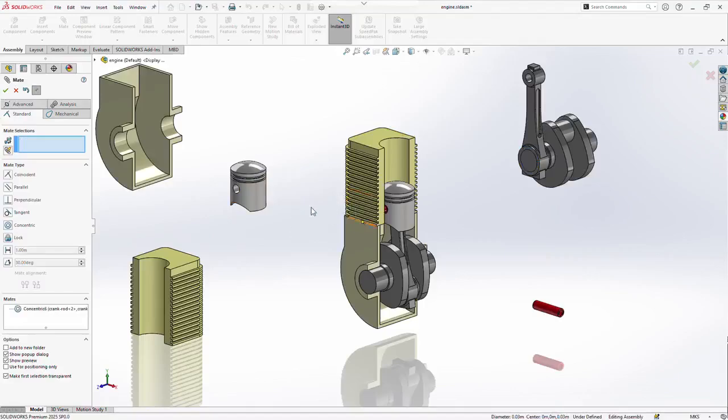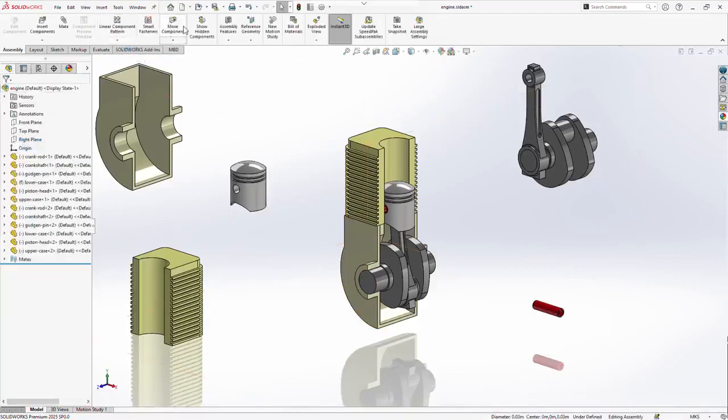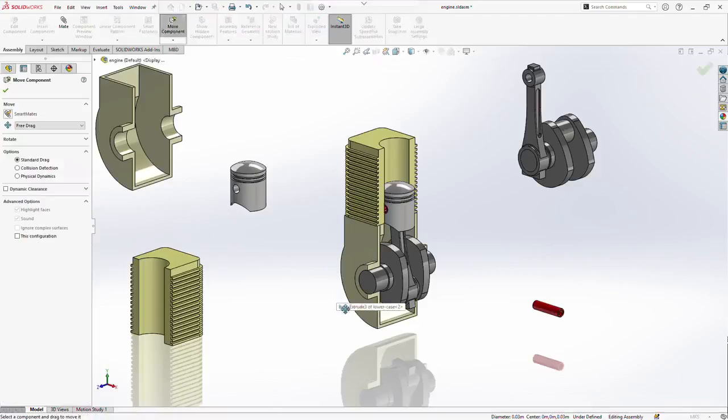Now after the successful assembly, we simulated the engine operation by rotating the crankshaft. And for that, I'm going to use the move component option that will allow me to move this crankshaft, and we are going to see the piston head motion. Now, as expected, the rotational motion should be transferred to this piston head, and the piston head should move up and down within the cylinder.